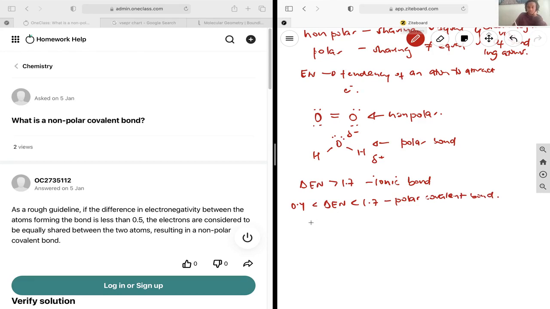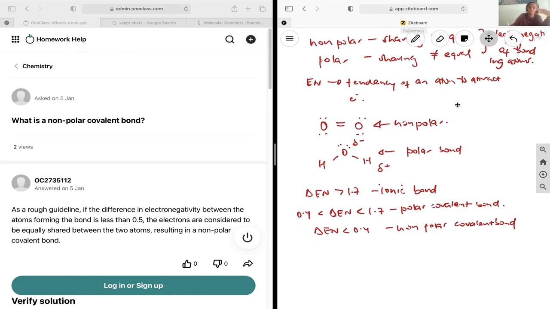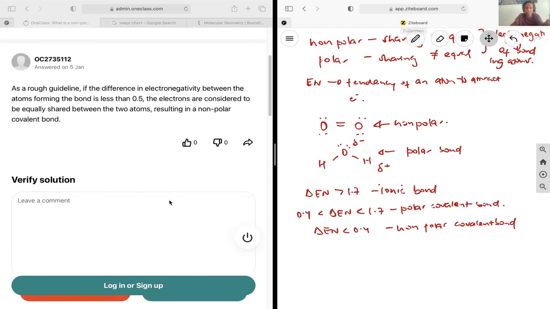And then in the scenario where the difference in electronegativity is under 0.4, you're going to get a non-polar covalent bond. And so that is like in the scenario of O2, where the difference in electronegativity is zero, which is less than 0.4, so you have a nonpolar bond. So that's what I meant by the roughly equal, because you're allowed a difference of 0.4. And that is going to be your final answer.